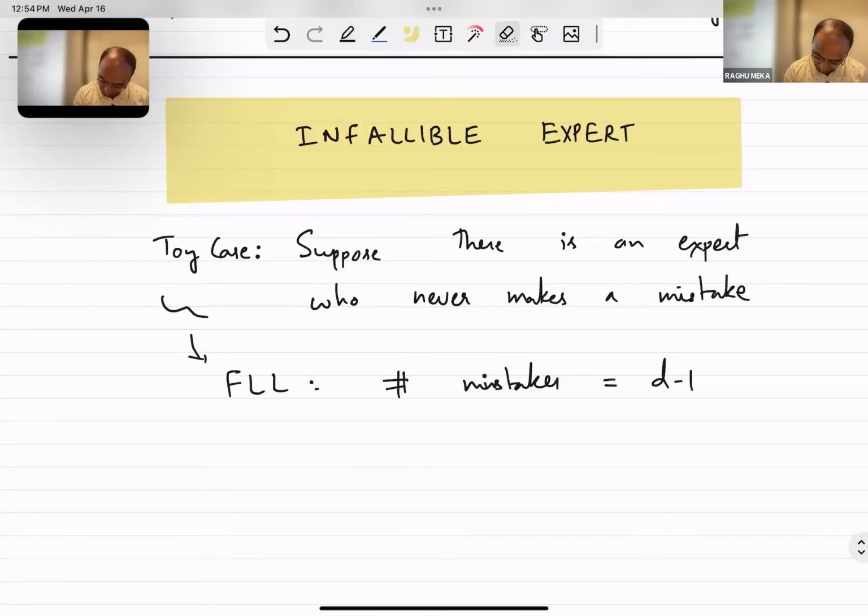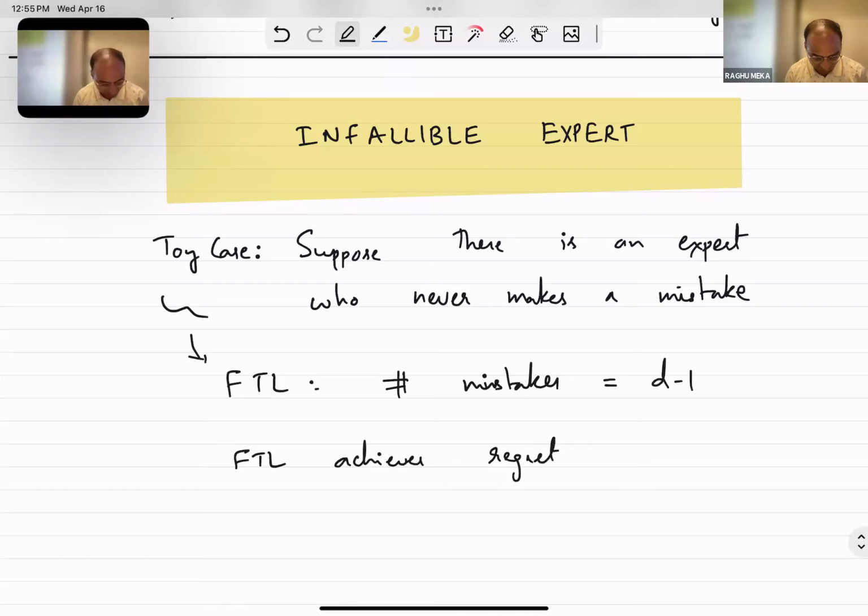So it's not FLL, this is FTL. So FTL achieves regret, which is basically D minus 1. Now, in the worst case, the regret can be D minus 1. You were wrong for D minus 1 rounds. On the last day, of course, there's only one expert left who must be the infallible, right?